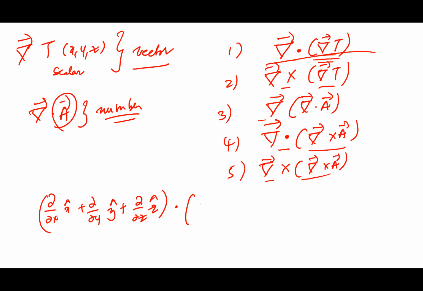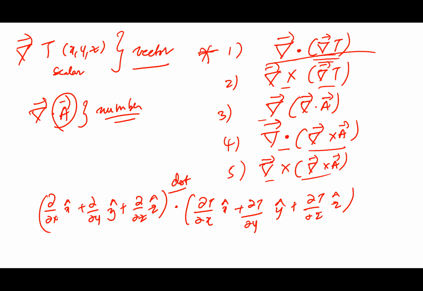So the gradient of T would be dou T by dou x along x, plus dou T by dou y along y, plus dou T by dou z along z. Now if you do this dot product, again this is a dot product because you're doing the divergence, we're looking at number 1 here. So then I would get dou by dou x of dou T by dou x. I would get a double derivative, dou square T by dou x squared, plus dou square T by dou y squared, same thing for z.